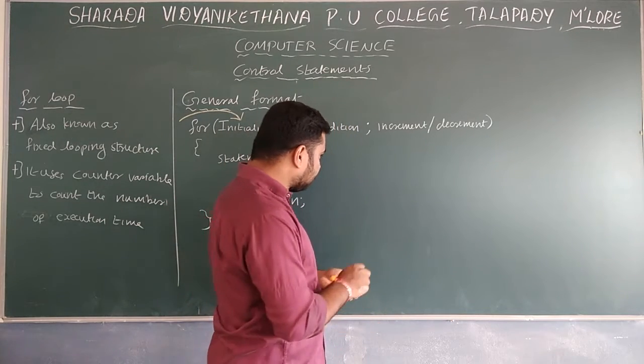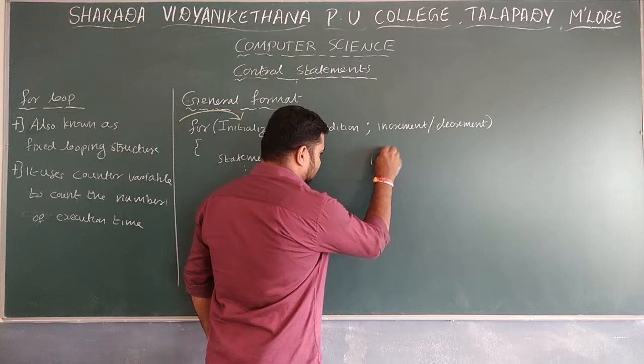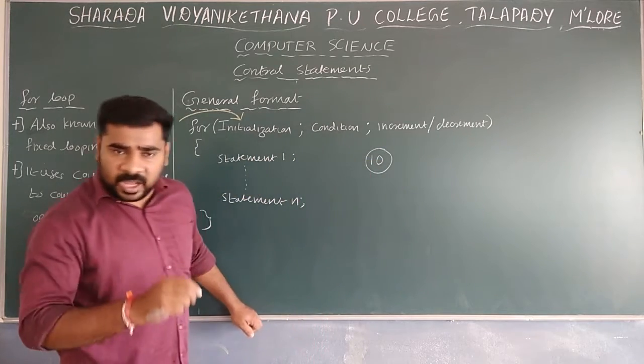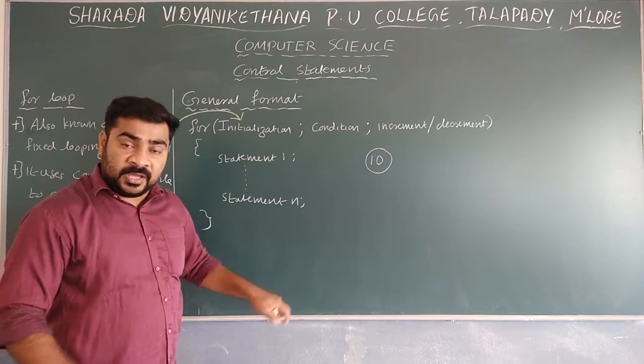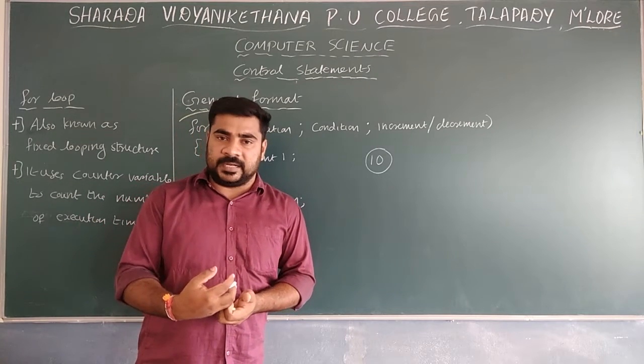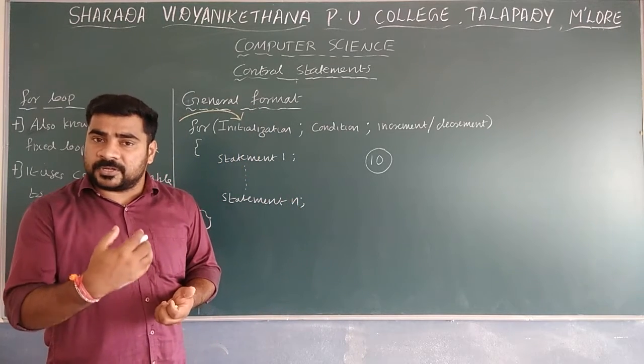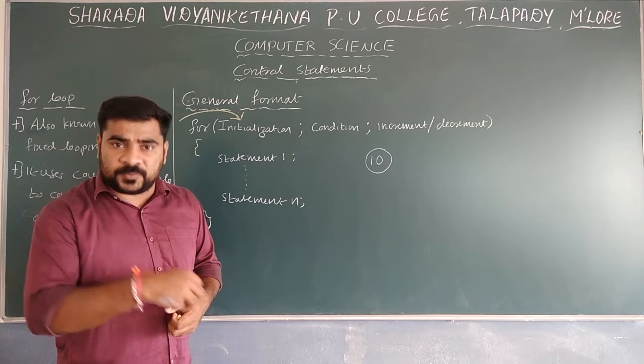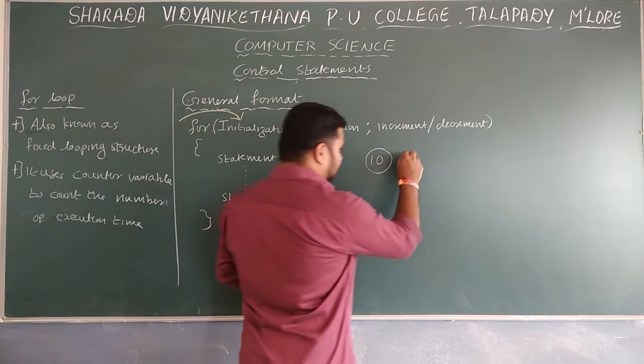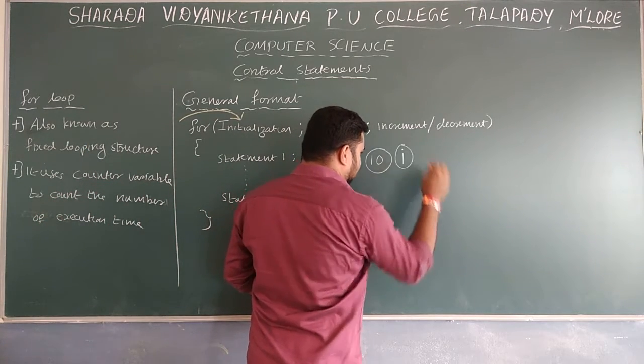For example, I am saying I want to repeat the loop 10 times. Whenever you are going to repeat the loop 10 times, you have to count. One variable should be there for count. So first I will give I as a counter variable. It should be repeated 10 times.